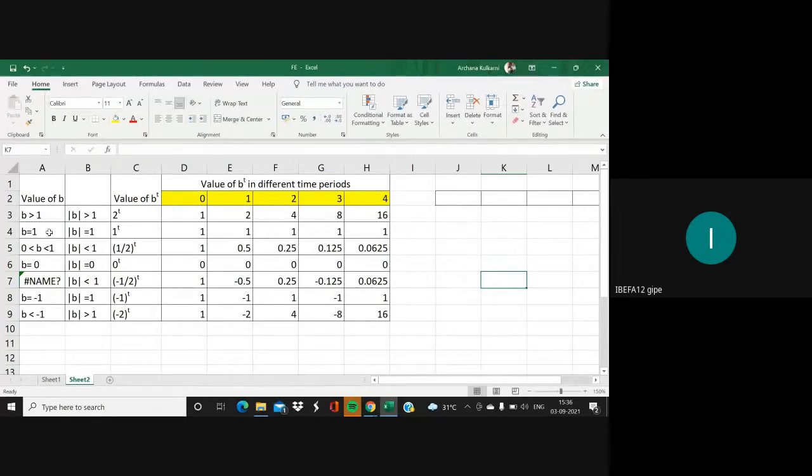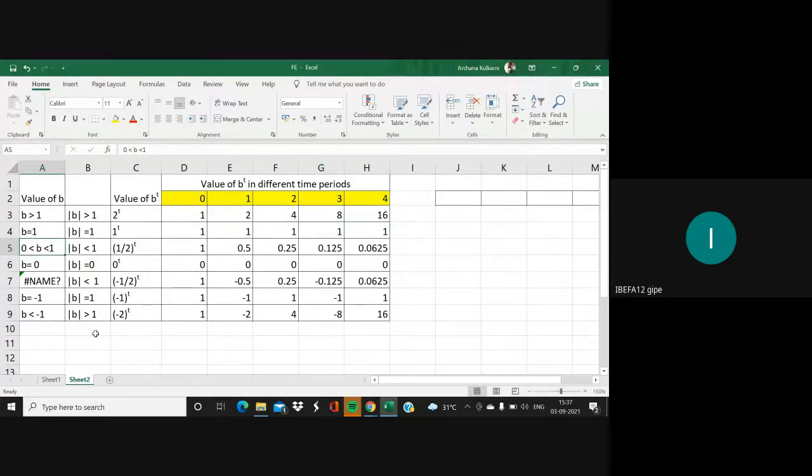Now, similarly, in the case of b equal to 1, you will see a different result. Here, you will find the same value for all time periods. That is natural. You can understand it by yourself, so I will not go into it.